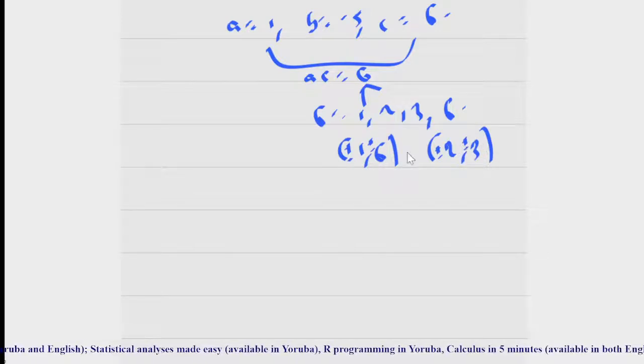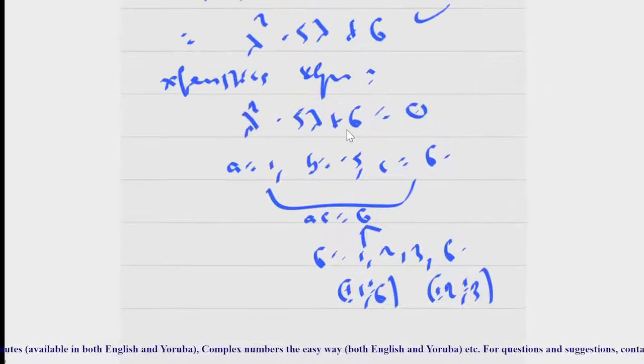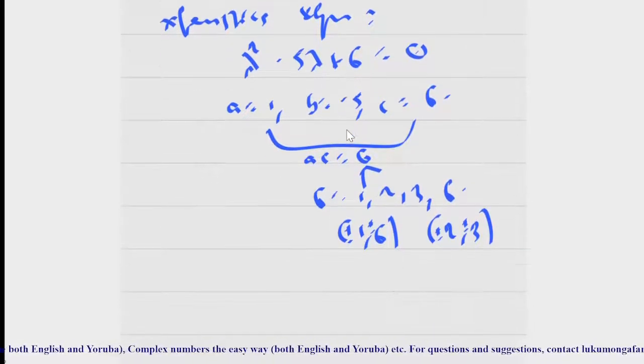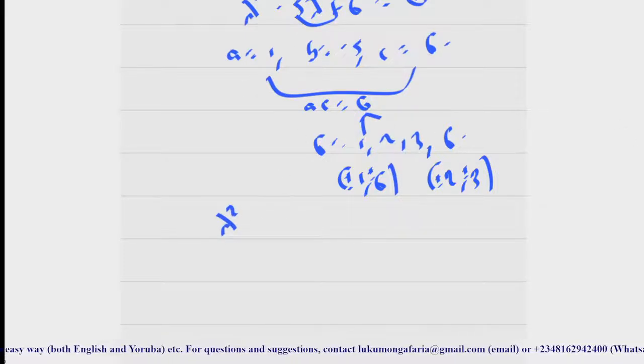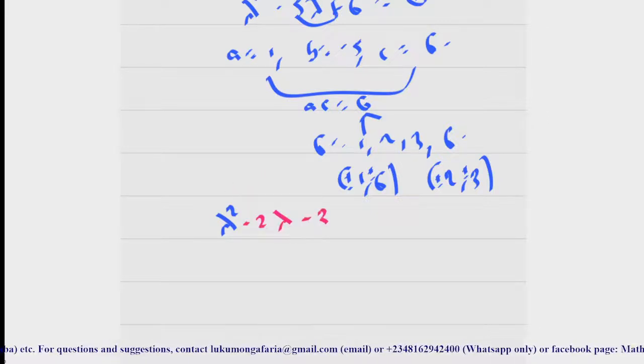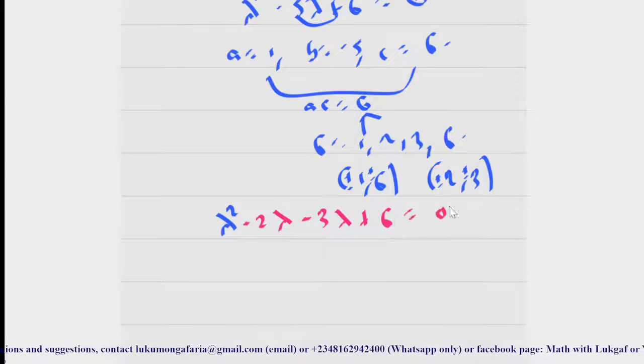Okay, now which pair am I going to take such that when I multiply them together, I'm going to have 6, and when I add them together, I'm going to have minus 5? I think that's minus 2 and minus 3. You understand? Because minus 2 minus 3 is minus 5, and minus 2 times minus 3 will give me 6. Then you now replace it with this. Then I'm going to have lambda squared minus 2 lambda minus 3 lambda plus 6 is equal to 0.